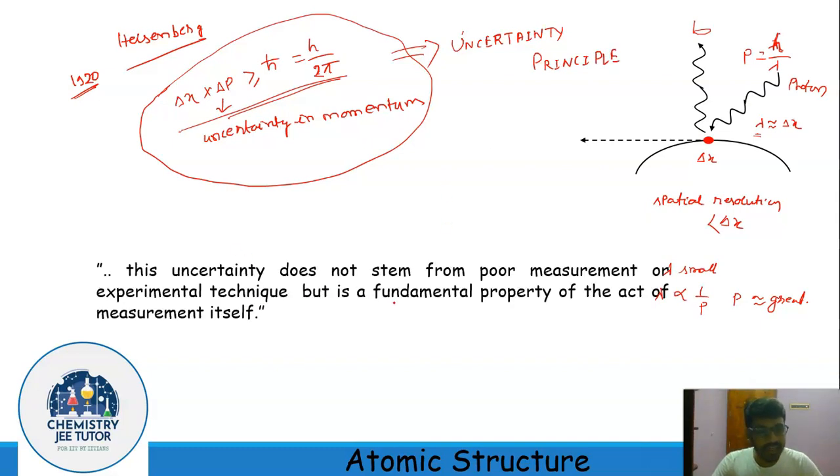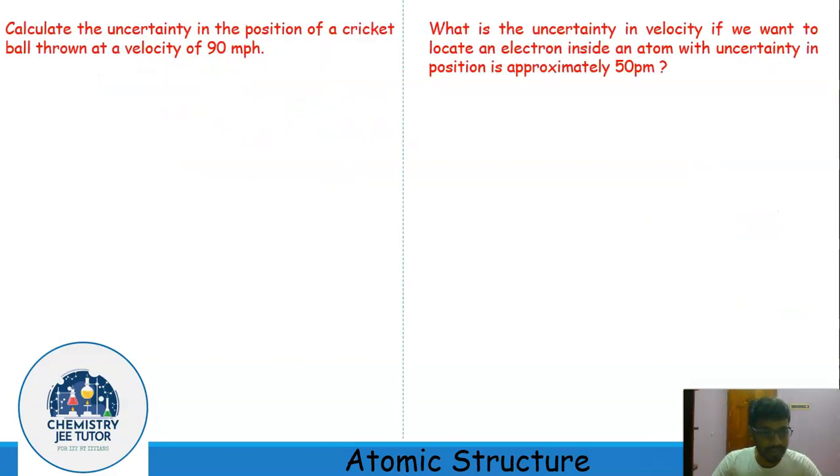And this uncertainty doesn't stem from poor measurement or experimental technique, but it is a fundamental property of the act of measuring it. Now the question is: in our daily life, why don't we experience such behavior? This can be understood by taking an example.